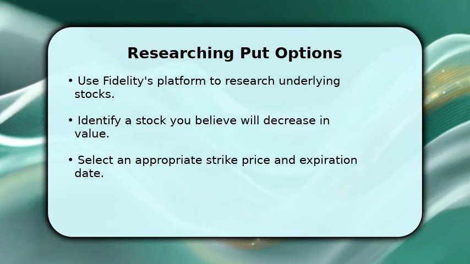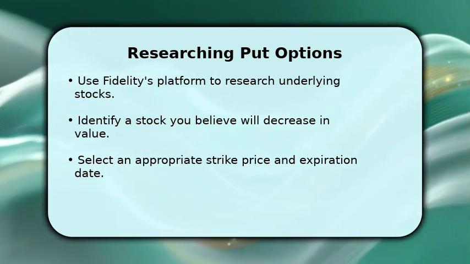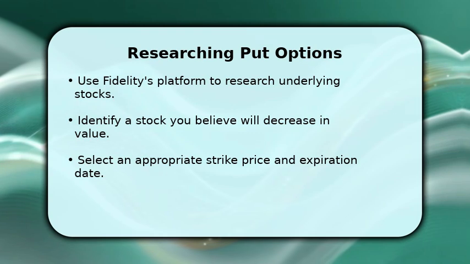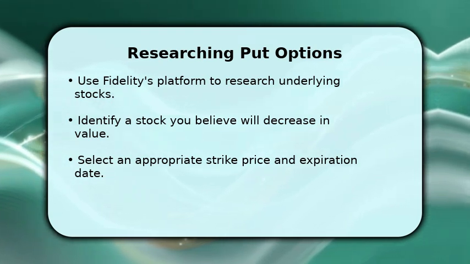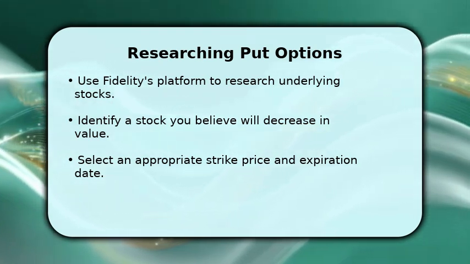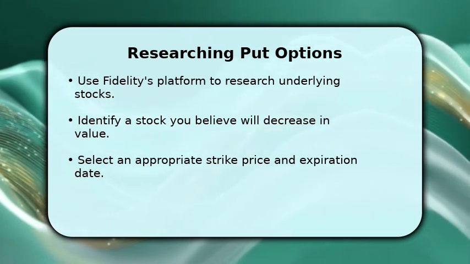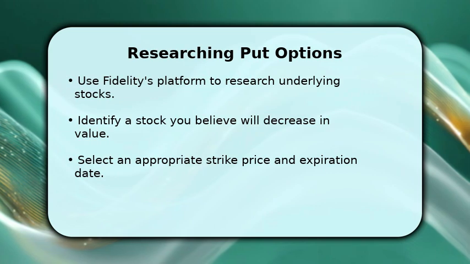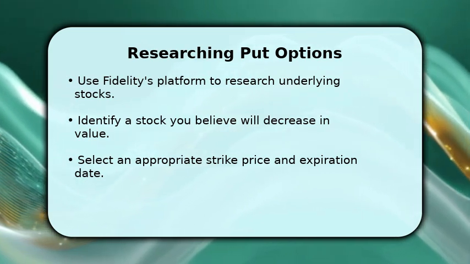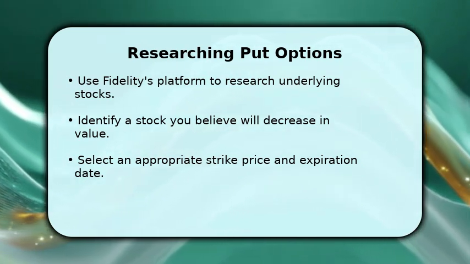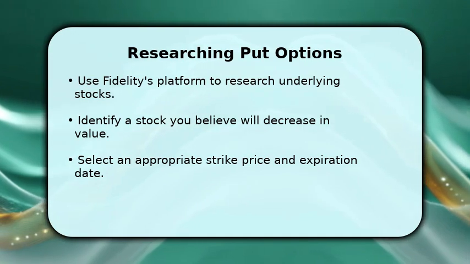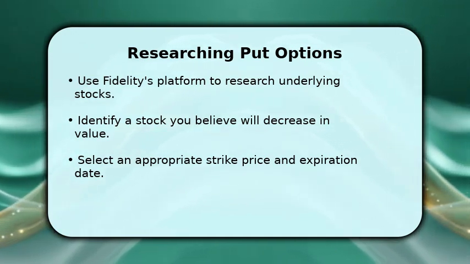Next, navigate to Fidelity's trading platform and begin researching potential underlying stocks. Look for companies you anticipate will decline in price. Once you've identified a stock, you'll need to choose a specific put option. This involves selecting a strike price, which is the price at which you can sell the underlying stock, and an expiration date that aligns with your market outlook.